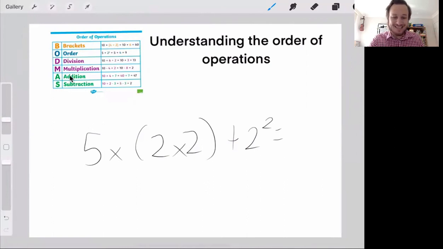Is there any brackets there? Yes, there is. 2 times 2 is 4. Is there any squared numbers in there for the order part? Yes, there is. Let's go and do that next. So 2 squared is just 2 times itself, which equals 4.